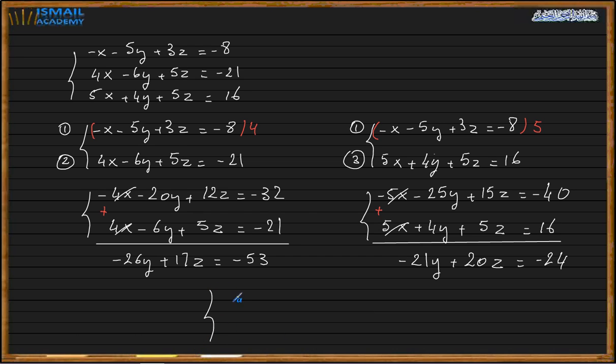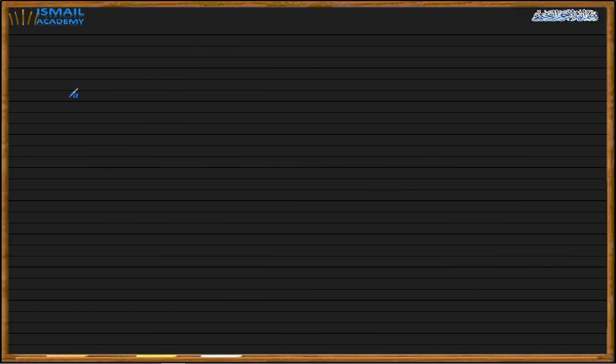So what is my system? My new system, which is a 2 by 2 system, will be minus 26y plus 17z equal minus 53, and minus 21y plus 20z equal minus 24. So this is my new system. What I do now, I'm going to use the ratio test. So I have minus 26y plus 17z equal minus 53, and minus 21y plus 20z equal minus 24.